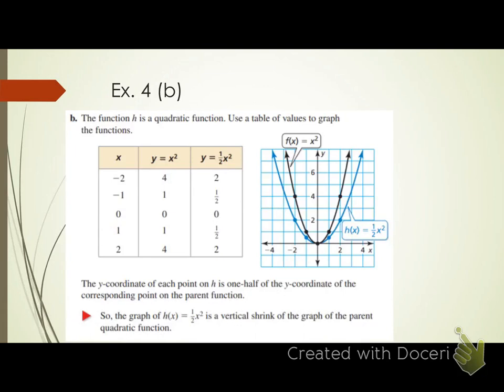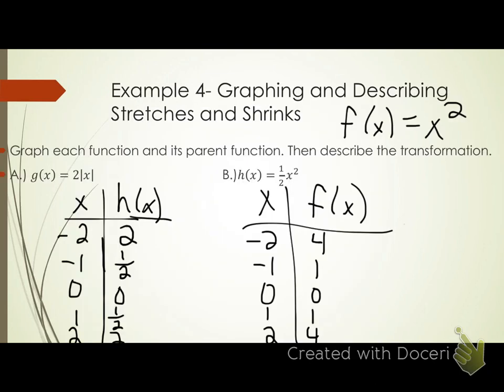The y-coordinate of each point on h is 1/2 of the y-coordinate of the corresponding point on the parent function. So the graph of h of x equals 1/2 x squared is a vertical shrink of the graph of the parent quadratic function. Are there any questions about our example 4 here? We okay?